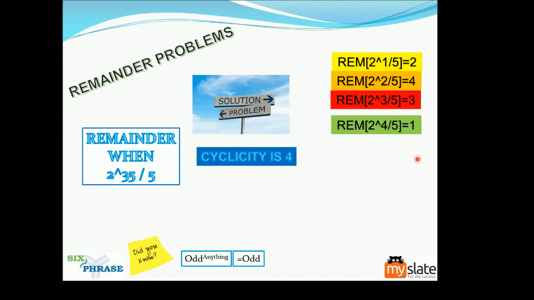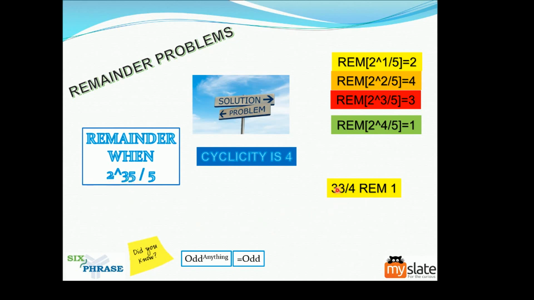Now you understood that the cyclicity here is 4. Now how do you find the remainder for 2 power 35 divided by 5? It is very simple, the last step. Now let us suppose that instead of 35 you had 33 as the power of 2.